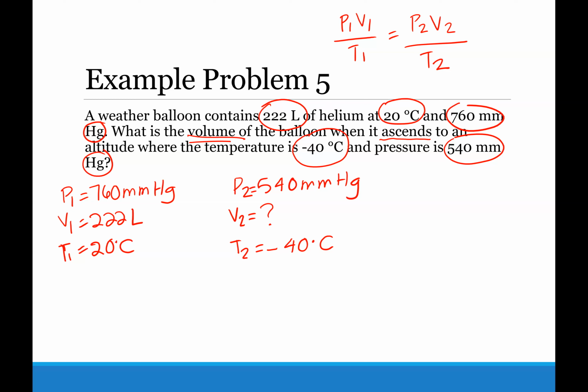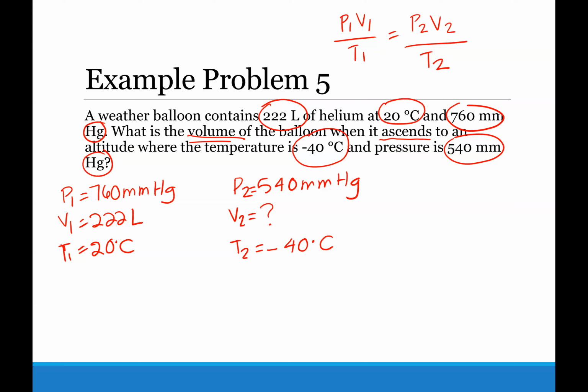You don't always have to go to ATM. However, I prefer you guys to convert to ATM because whenever we do the ideal gas law, PV equals nRT, which is next, you're going to have to convert to ATM. So I'd like to get you guys used to converting to ATM on the front end. That way these problems are easier whenever we do them later in the chapter. So that being said, I want us to go ahead and convert pressure into ATM.